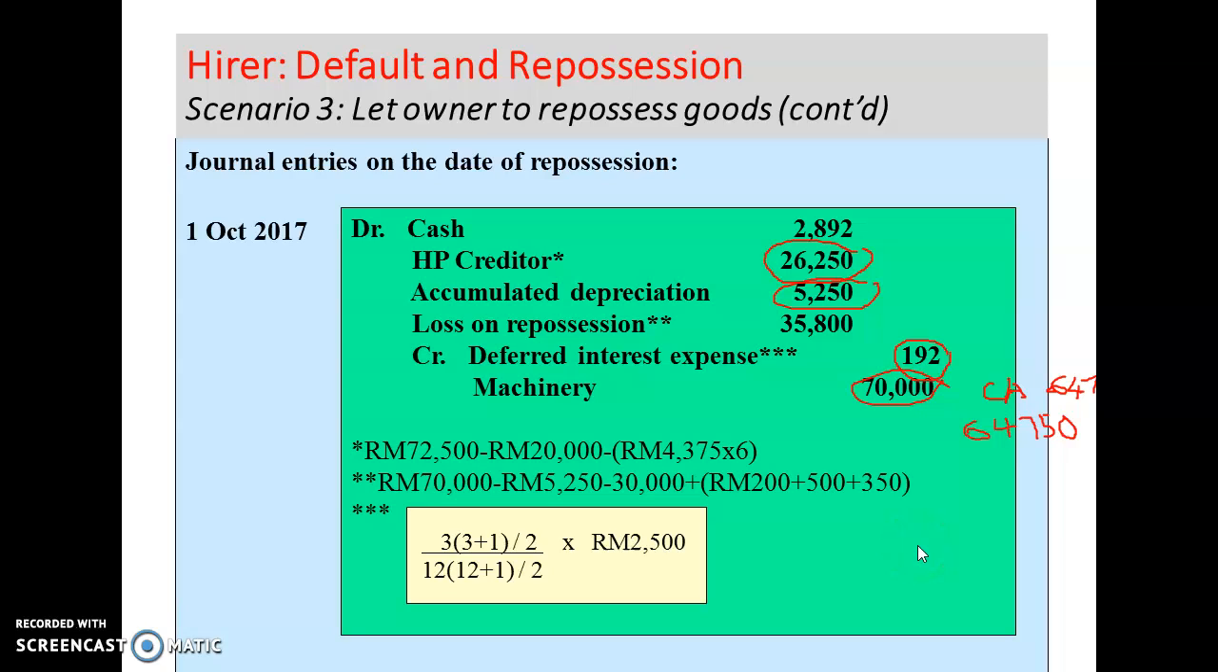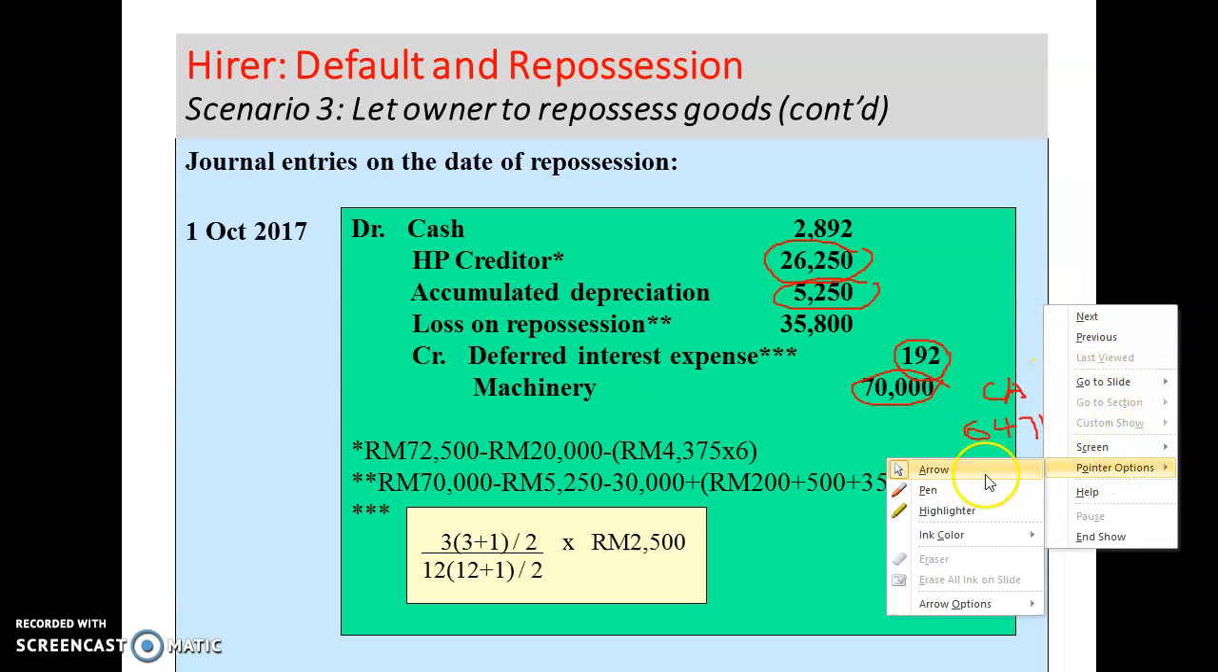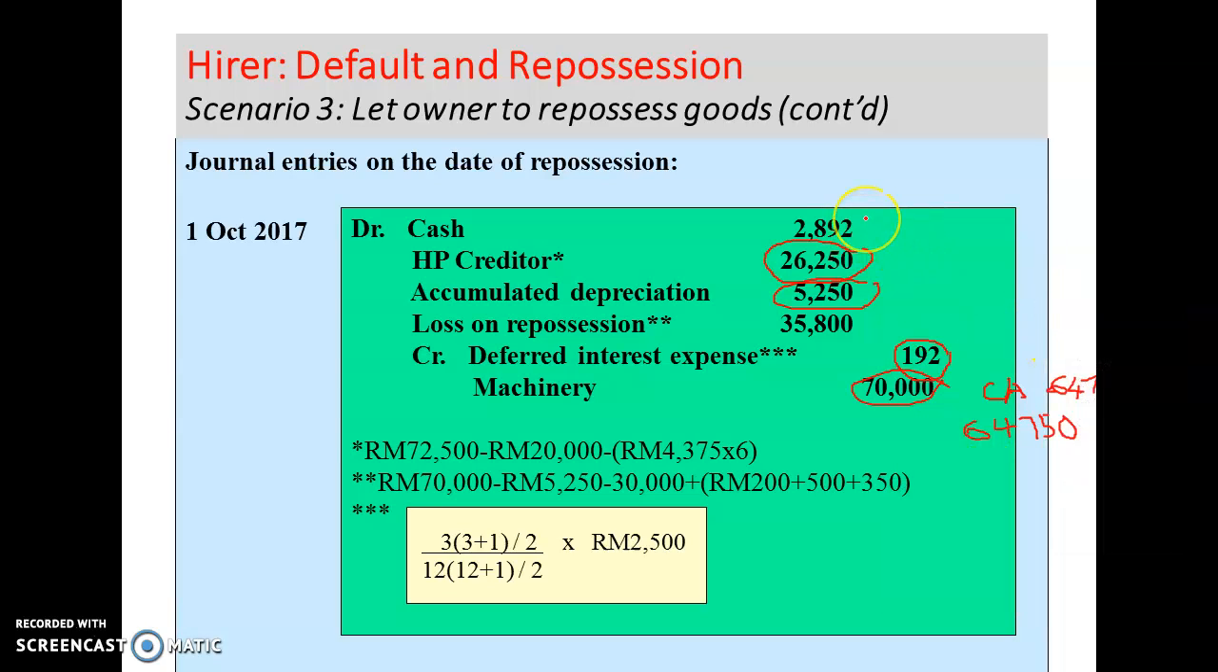Okay, let's continue the journal entry for the repossession in the book of hirer. So just now we have already closed the machinery account and accumulated depreciation. Then we close the liability account, which is HP creditor and the deferred interest expense. Then we determine how much cash needs to be paid or received.